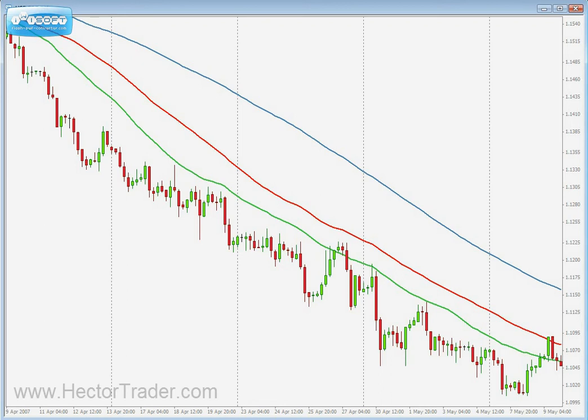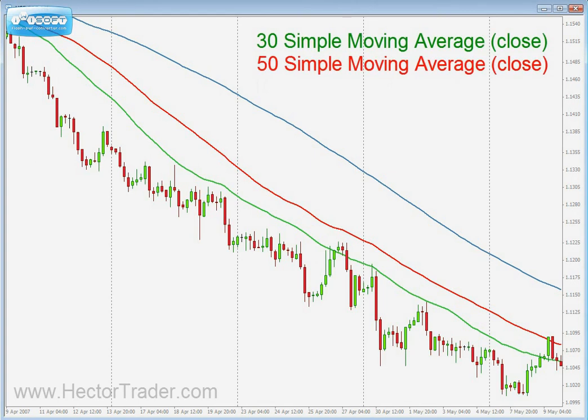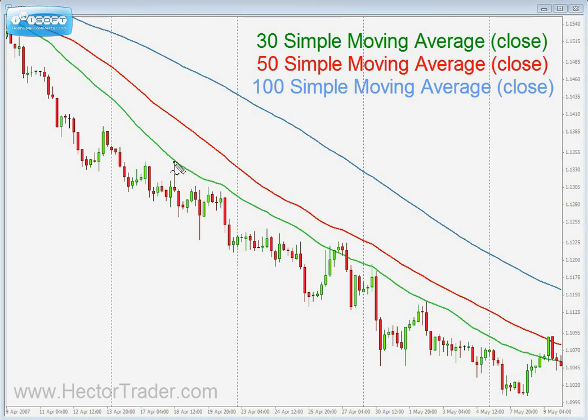Okay. I use three moving averages as far as spotting the trend. That's the 30 simple moving average of the close, the 50 simple moving average of the close, and the 100 simple moving average of the close. Okay, I usually plot the 30 in green, then the 50 in red, and the 100 in blue.